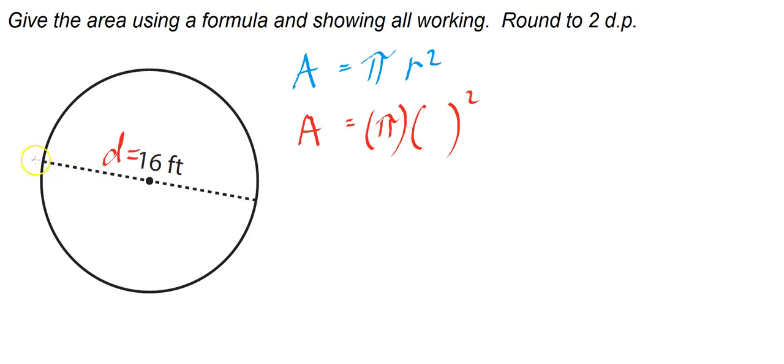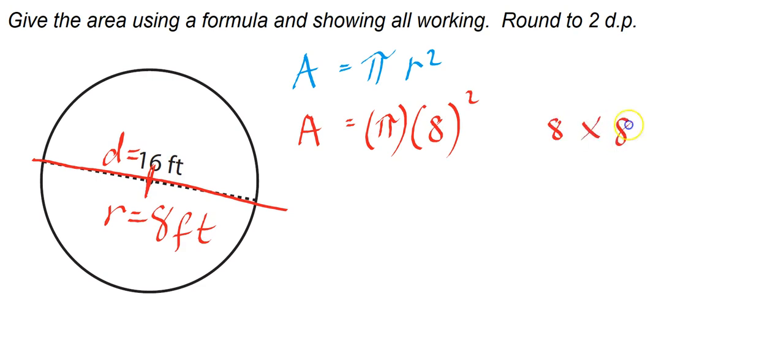This is the diameter. It goes right across the circle, so we can't use the diameter directly, but we can use the diameter to give us the radius, because the radius is half of the diameter. We know the diameter is 16, so the radius must be 8 feet. So let's put 8. Now 8 times 8. We're going to need that in a minute. So area equals pi times, what was the value of 8 squared?